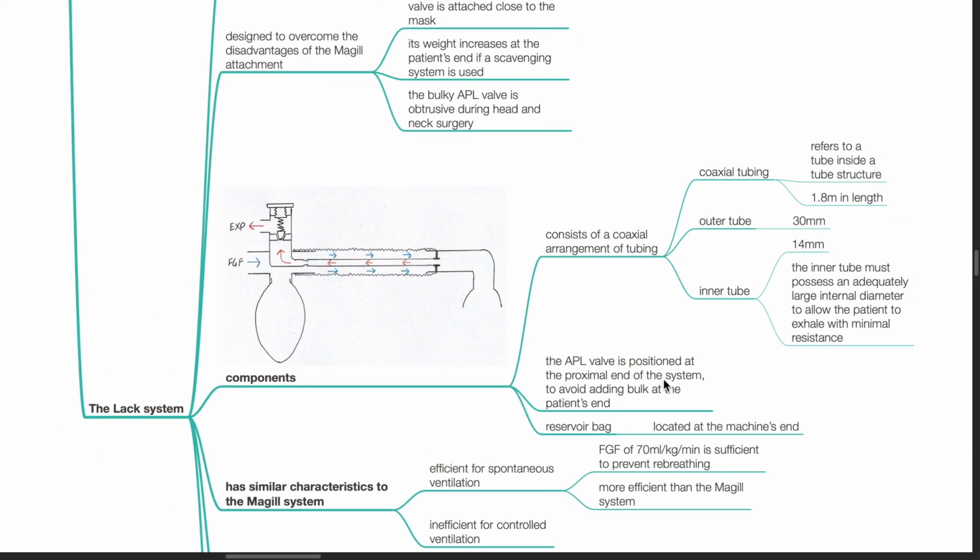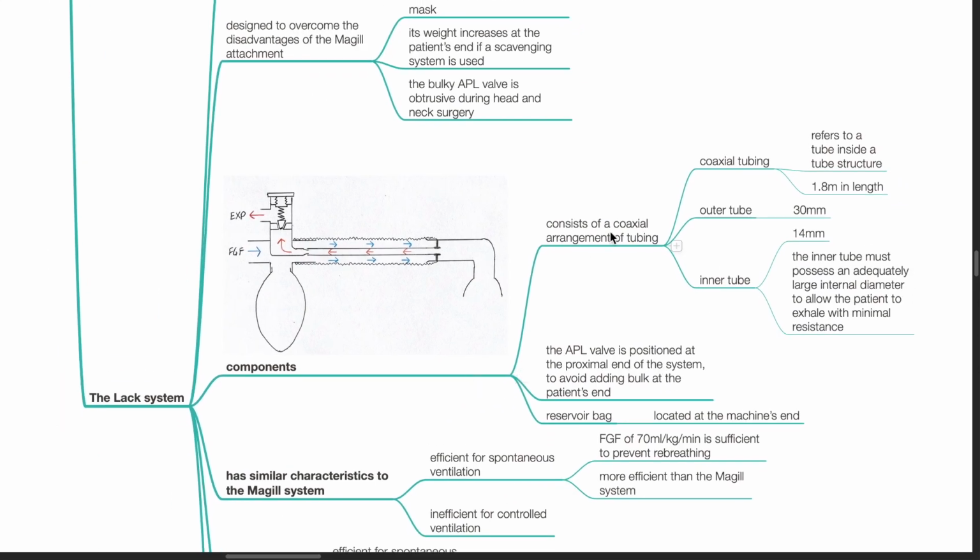Components of the Lack system. It consists of a coaxial arrangement of tubing. The coaxial tubing refers to a tube inside a tube structure, and it is 1.8 meters in length. The outer tube is 30 millimeters in diameter, and the inner tube is 14 millimeters in diameter. The inner tube must possess an adequately large internal diameter to allow the patient to exhale with minimal resistance.